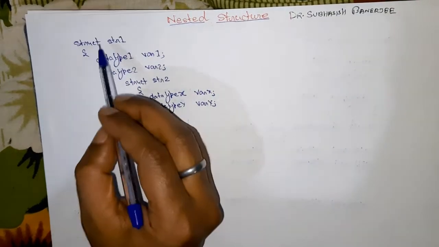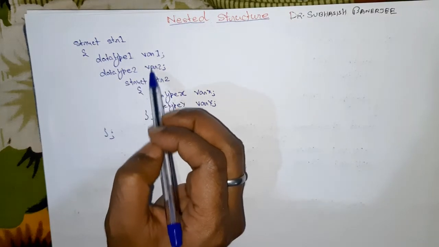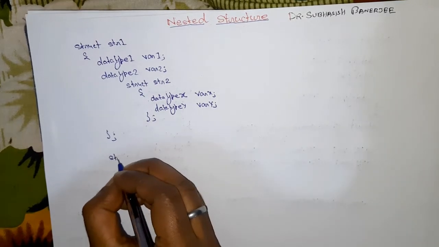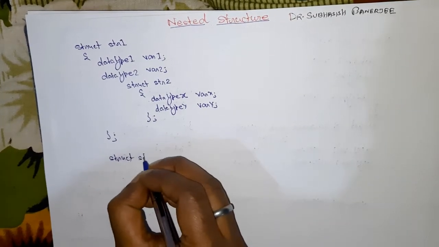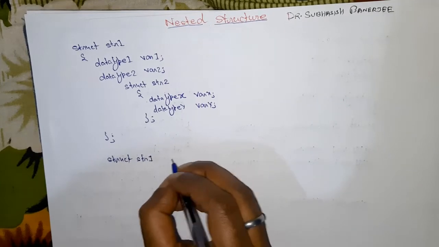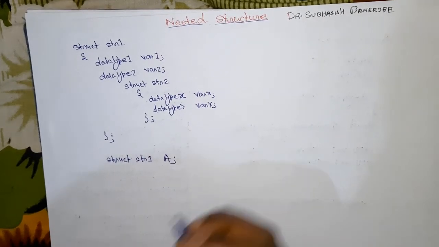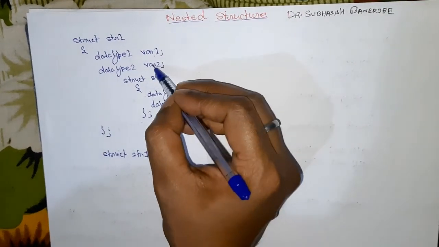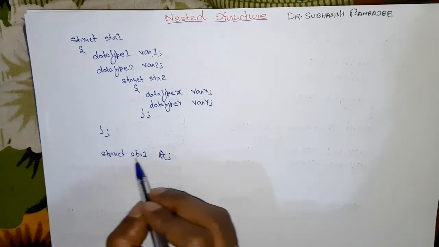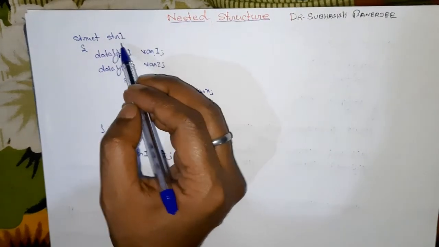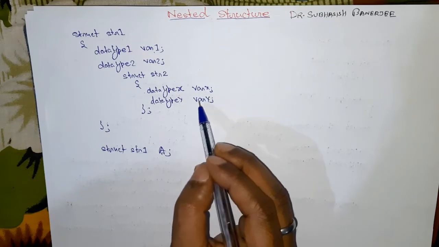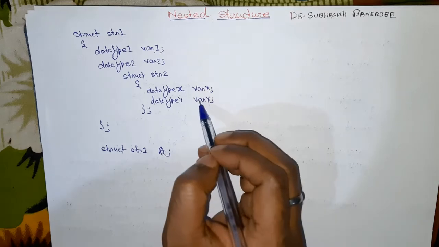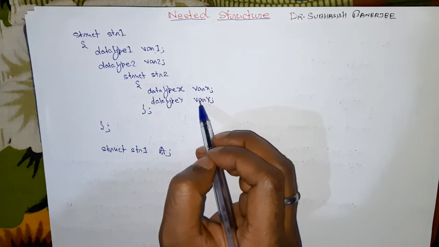Now to access these variables, these attributes, we need some structure variable. How can you define this structure variable? That should be struct str1, and we need some variable, let's have capital A. Through this A, we can access variable 1 and variable 2, because this A has been defined as a variable of structure 1. But what about variable x and variable y? Because they have been declared inside this inner structure, to access them we also need a structure variable or instance.